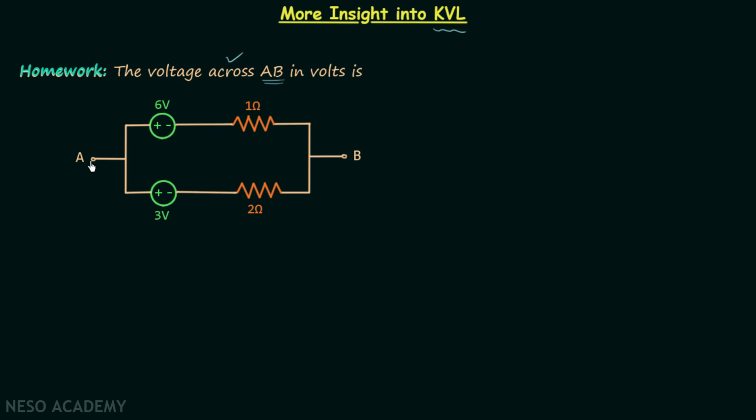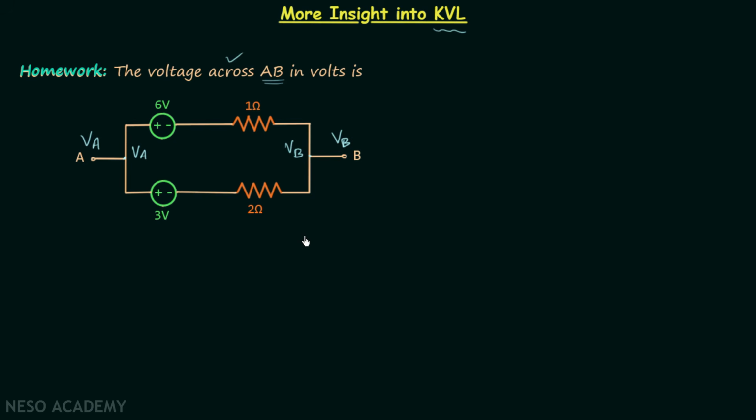A is this point, and let's say the potential at A is equal to VA, and B is this point, and let's say the potential at B is equal to VB. And we know if this point has potential VA, then this point will also have the same potential, that is VA, and this point will have the potential VB.